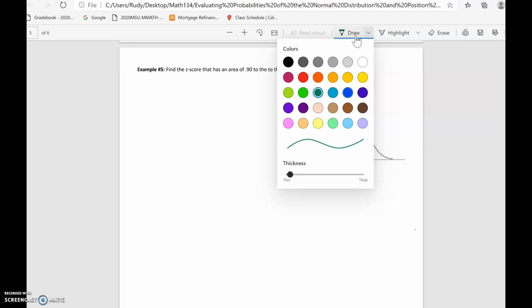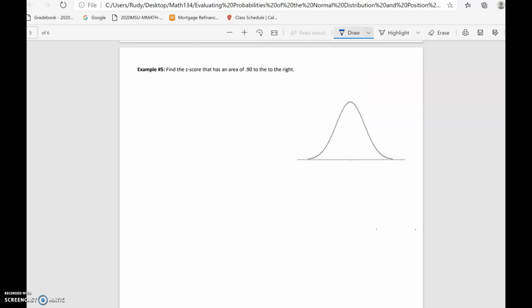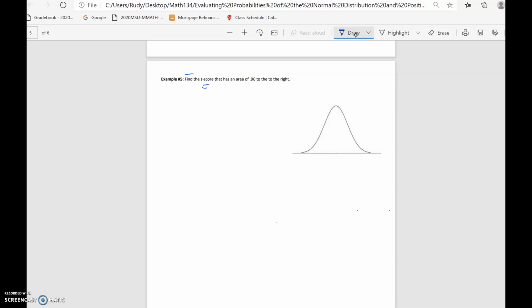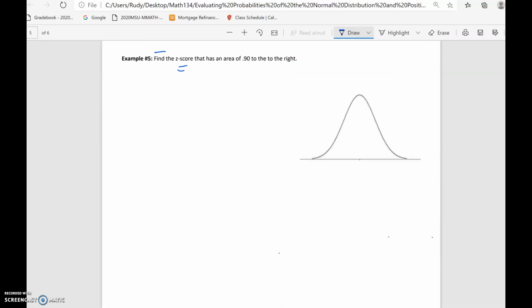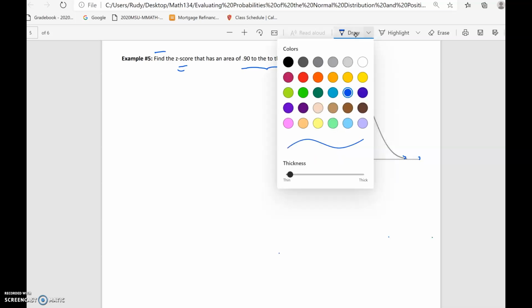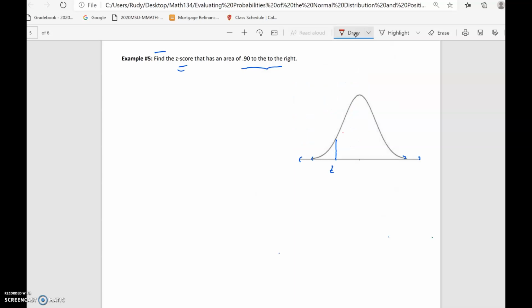And in example 5, it's actually saying that the specific z-score has an area of 0.90 to the right. So in this case, we're basically looking at the following. If it has a 0.90 to the right, then you're going to have a specific z-score, and they're referring to this specific area. This is going to be 0.90, and this is going to be equal to your alpha.